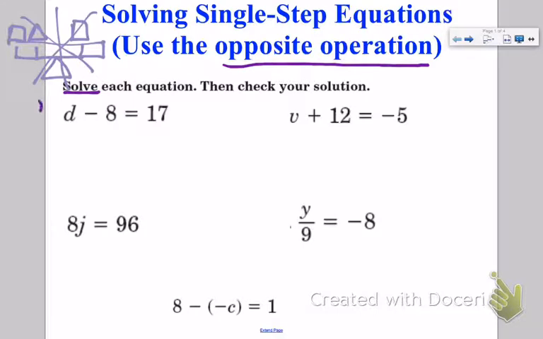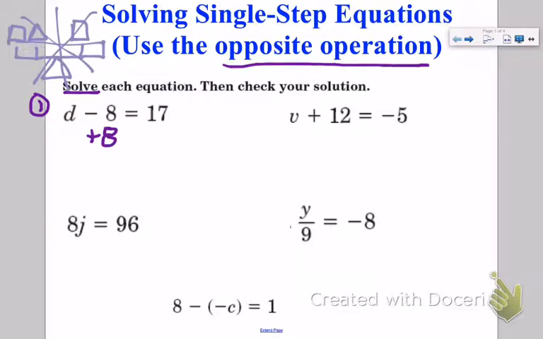So if we look at number 1, we will see that we're looking at the variable d. We need to get d by itself. The only thing in the way is that -8. So we're going to use the opposite operation in order to move that -8 so that d can be by itself. So if we look, we have a subtraction sign. We have a -8. So the opposite operation would be to add 8.